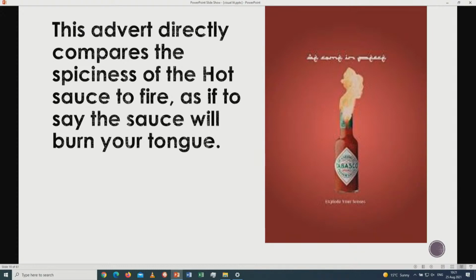Another picture, this advert directly compares the spiciness of the hot sauce to fire. It compares the sauce which is hot to a fire, as if to say the sauce will burn your tongue when you eat it. It is hot. Those who like hot sauce will be able to understand that it is hot if they want to buy a hot sauce.